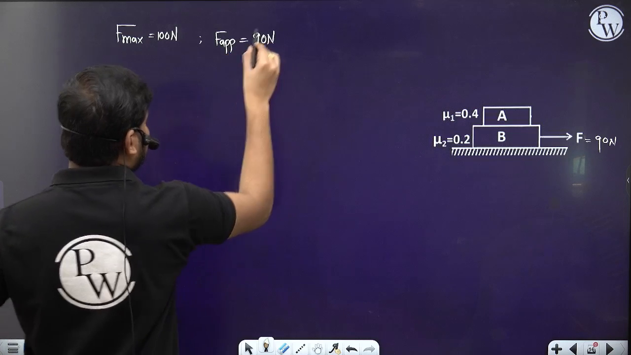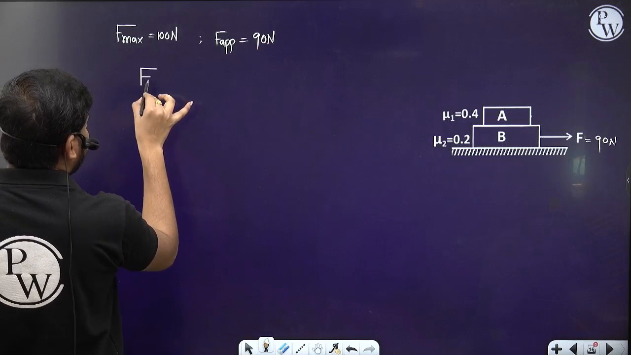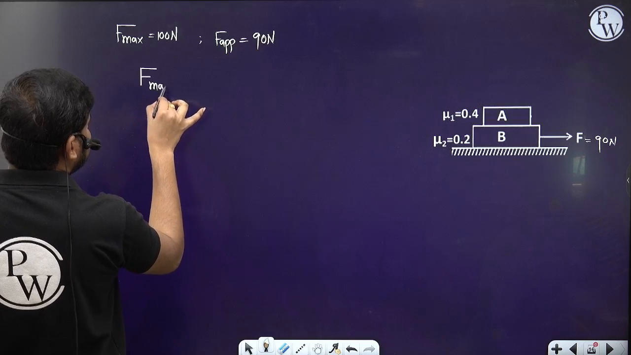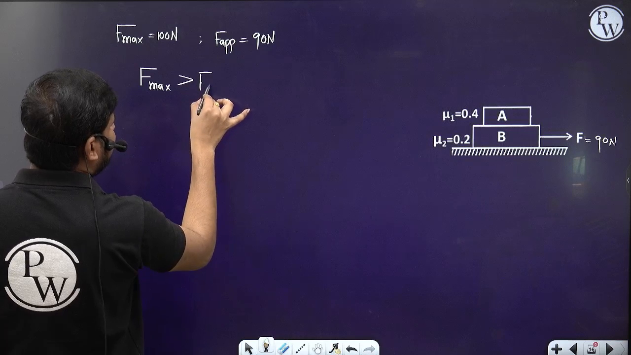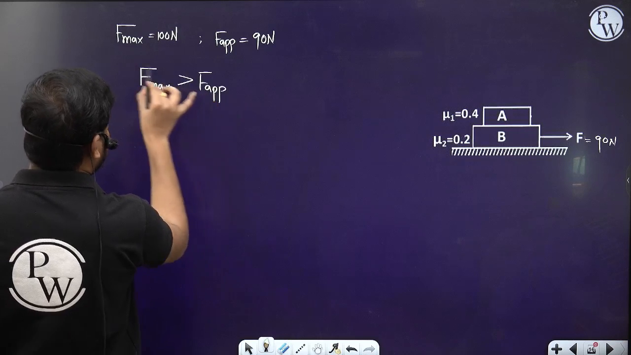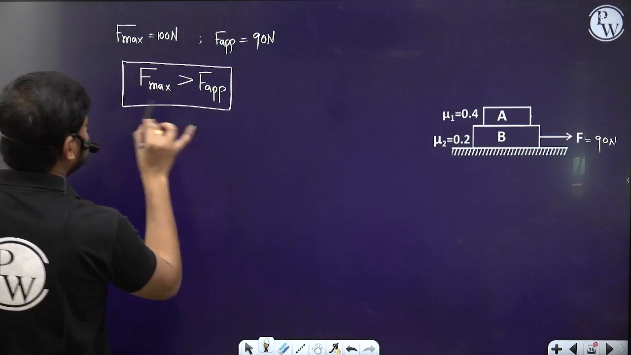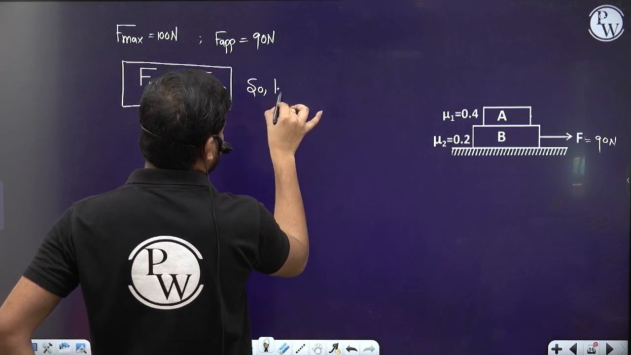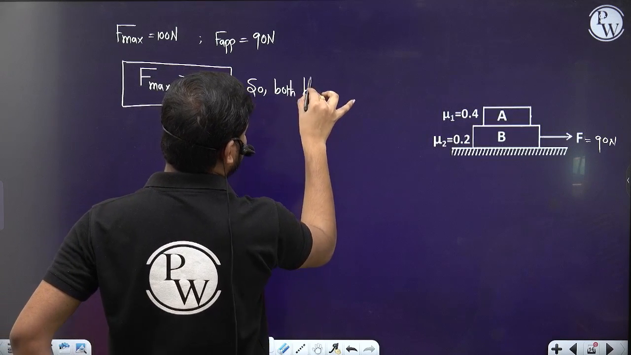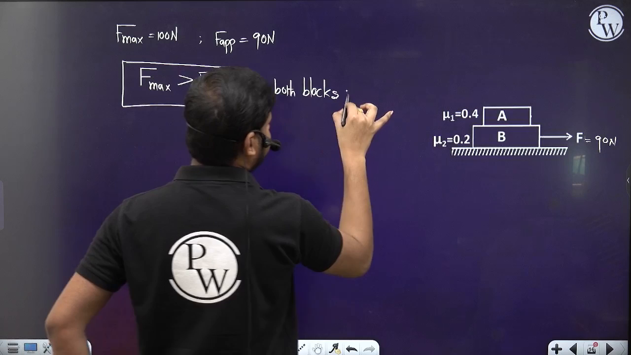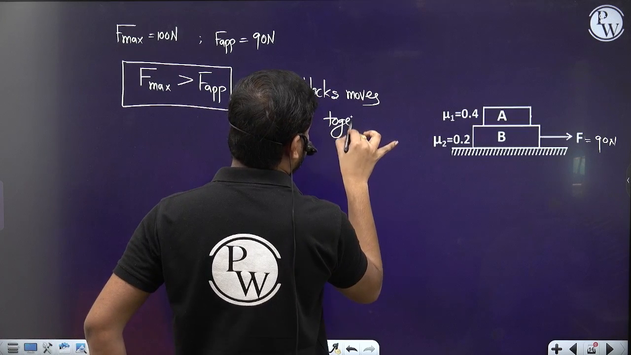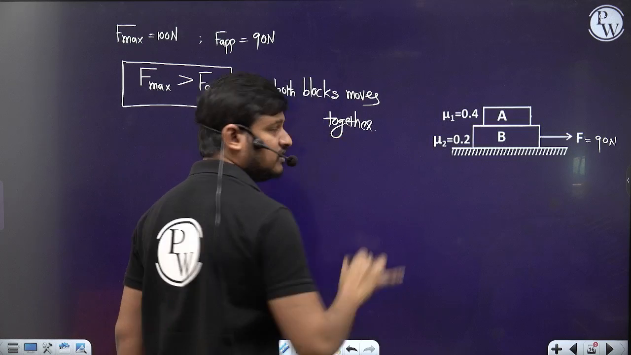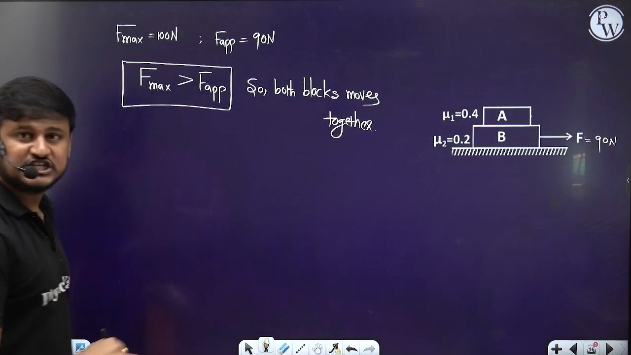So directly can we say that the F max is greater than the F applied? F max is greater than the F applied, so both blocks move together. Right? So with what acceleration do they move together?